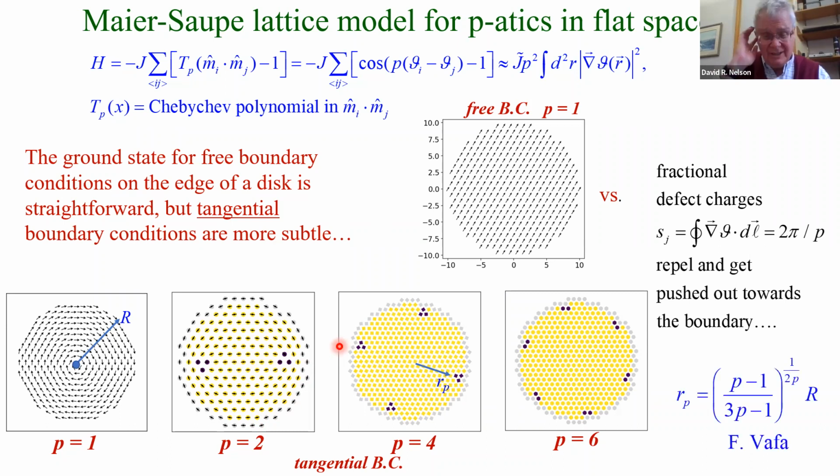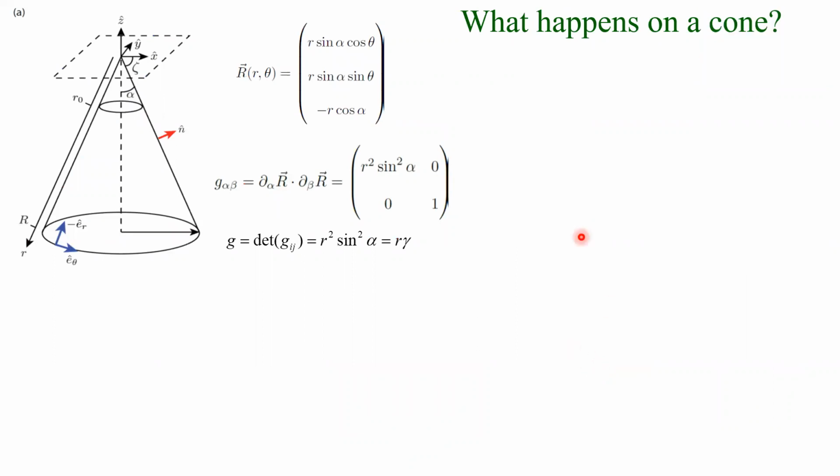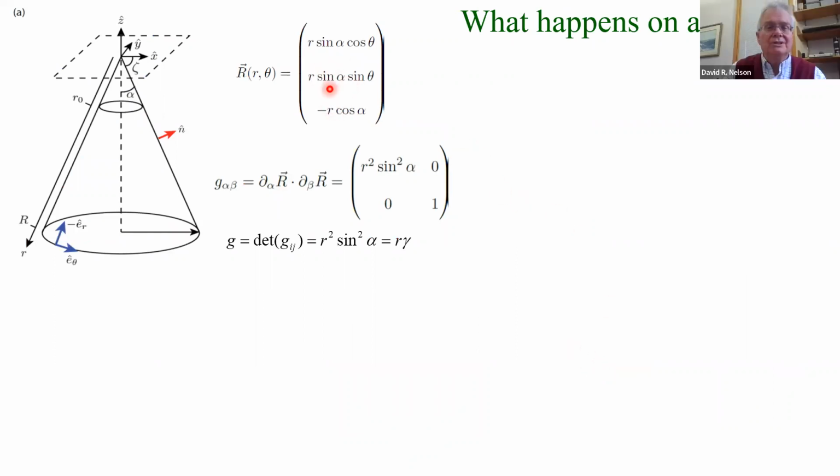And one of the nice results that we learned about from Farzan Vafa is the position as a function of p, given a disk of radius R. This formula seems to describe the numerical results pretty well. But I now want to ask, what happens when we take these flat disks and make them into cones of various kinds? And so here's a primer on the differential geometry of a cone. This is one set of coordinates that Grace and I found useful, and you may be quite familiar with it.